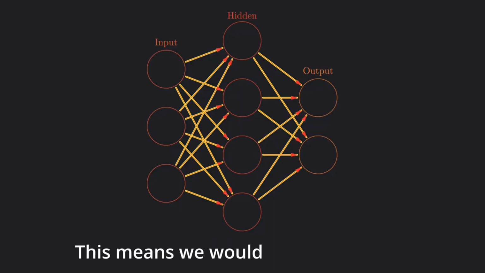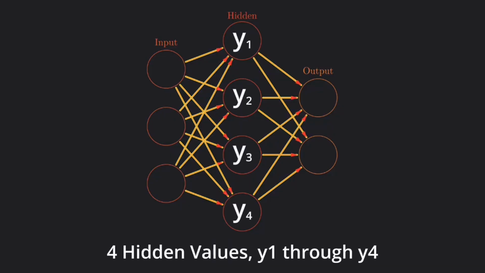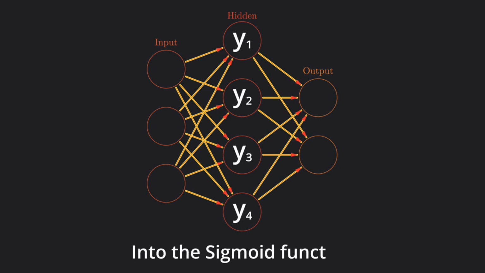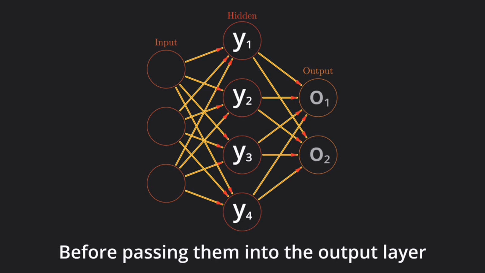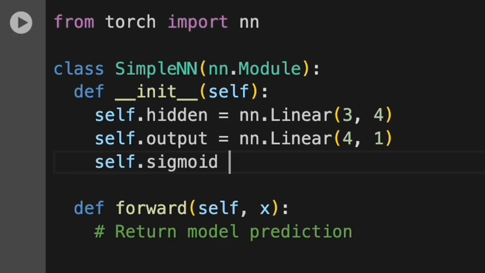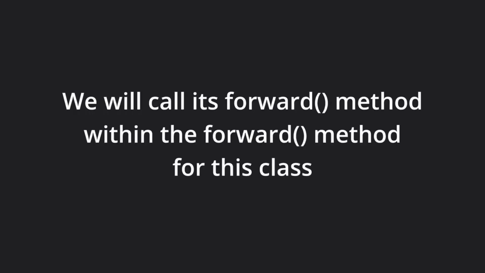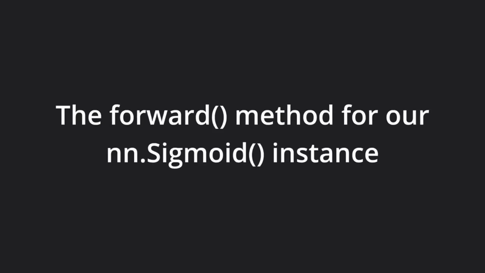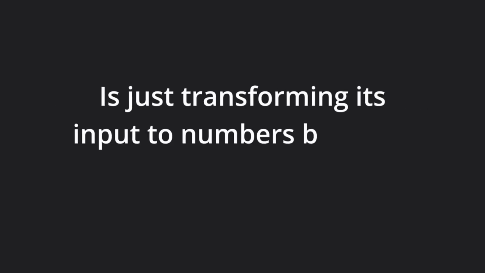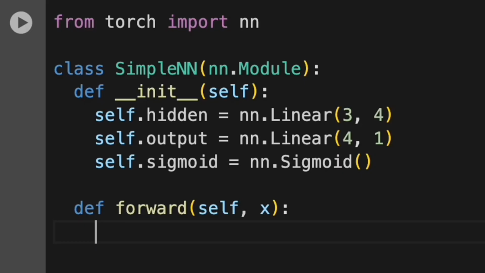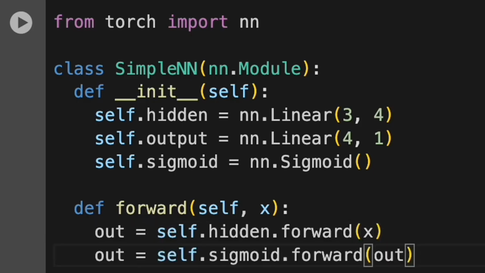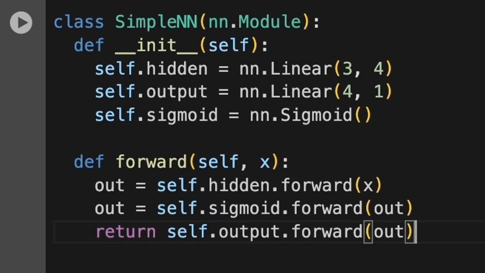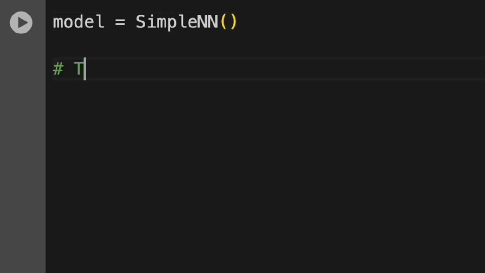To be clear, this means that we would pass each of the 4 hidden values, y1 through y4, into the sigmoid function before passing them into the output layer. Within the constructor, we just have to define nn.Sigmoid. We will call its forward method within the forward method for this class. Just to be totally clear, the forward method for our nn.Sigmoid instance is just transforming the input to numbers between 0 and 1 based on this function's equation. We can quickly write the forward method for our class like so, and now that we have our model defined, we can make an instance and start to train it.